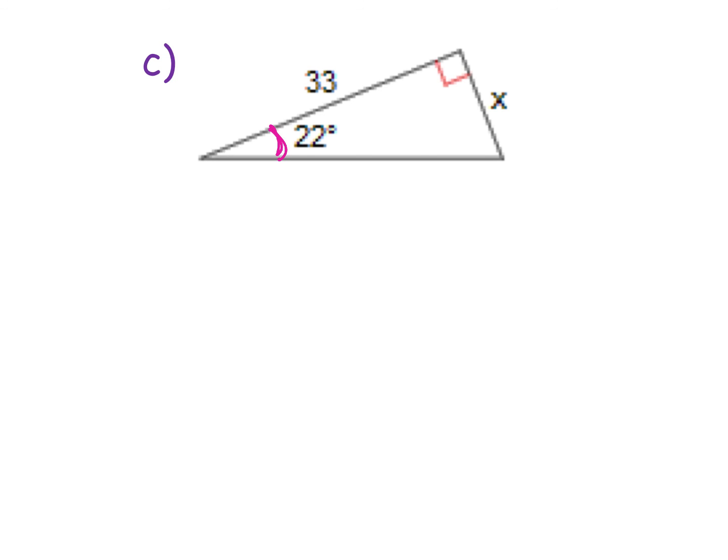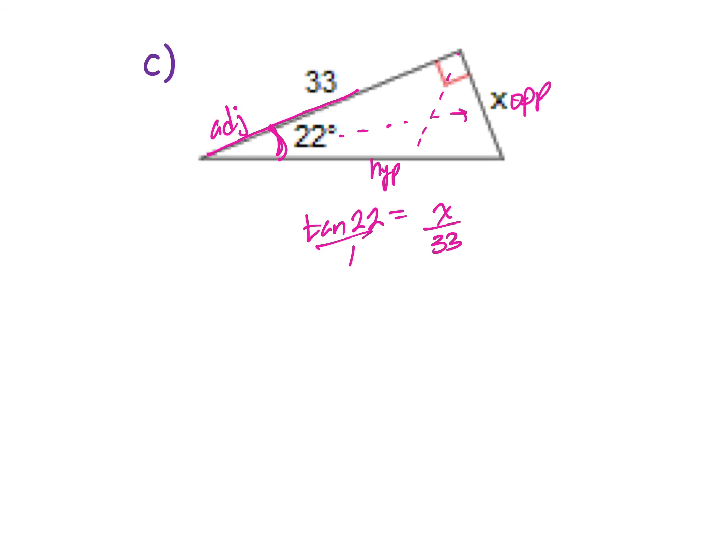Here's my angle. No hypotenuse. So my side opposite is here, my side adjacent is here. That means I'm going to use tangent again. Tangent of 22 equals x over 33. Cross multiply. X is going to equal 33 tangent of 22. That's approximately equal to 13.3. Did you do something wrong? It's because I switched. I didn't see the opposite and I just wrote it down.